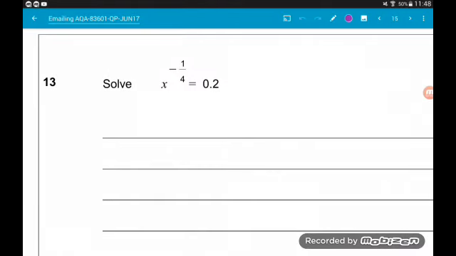This is part 3 of the AQA Further Maths Paper 1 from June 2017. So, we're finishing off the paper with the last 6 questions here.